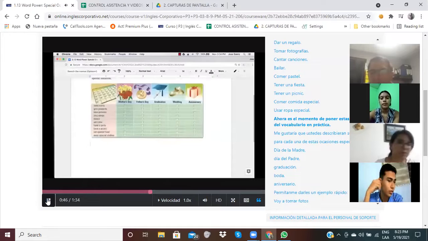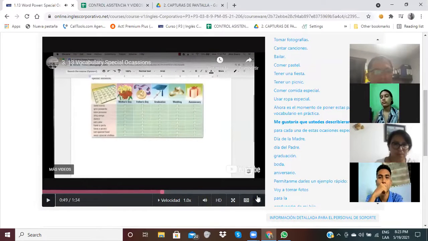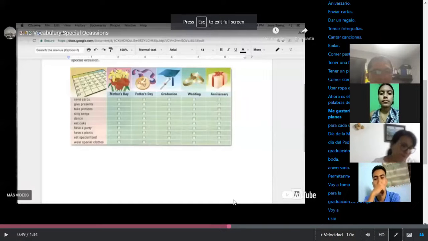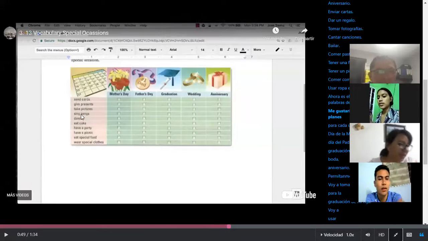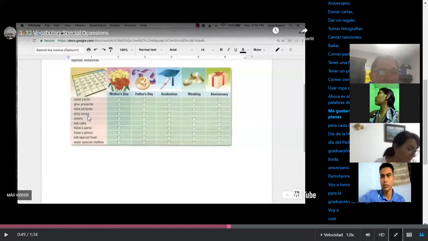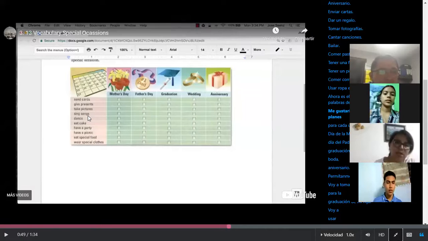Now it's time to put these vocabulary words into practice. Let's look at the vocabulary words. Repeat: send cards, give presents, take pictures, sing songs, dance.